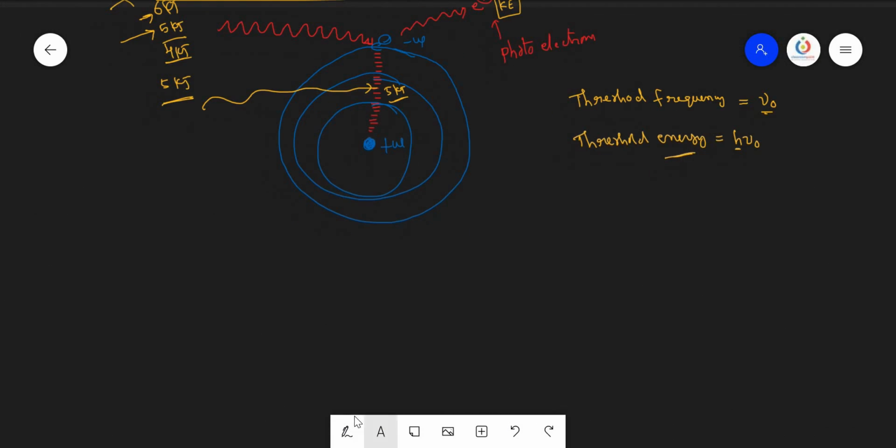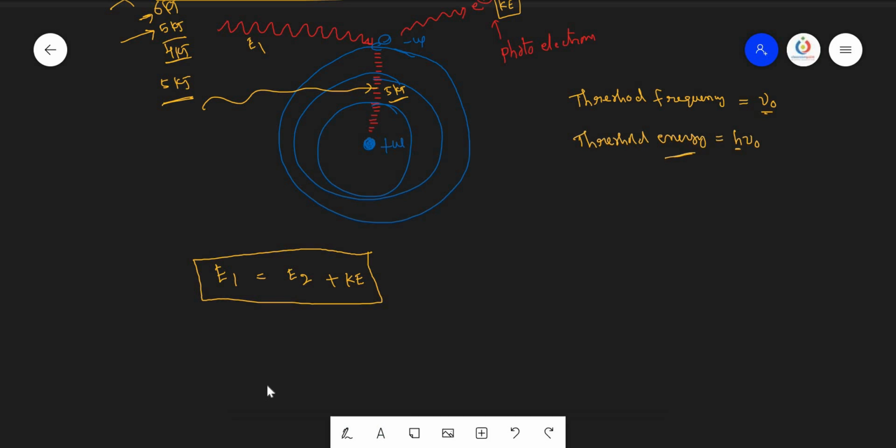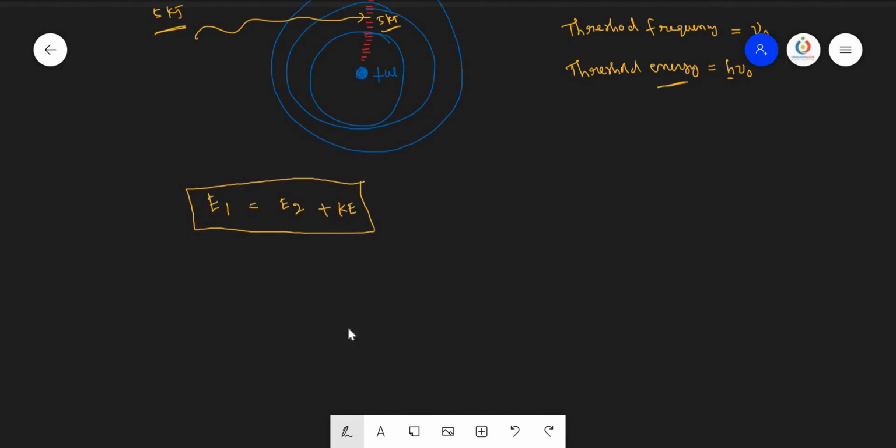Imagine here we are giving E1 amount of energy, the threshold energy is E2, and the remaining energy is kinetic energy. So we can represent the photoelectric effect as E1 equals E2 plus KE, where E1 is the energy absorbed by the atom, E2 is the energy consumed by the atom, that is the threshold energy, and K is the kinetic energy of the ejected electron.